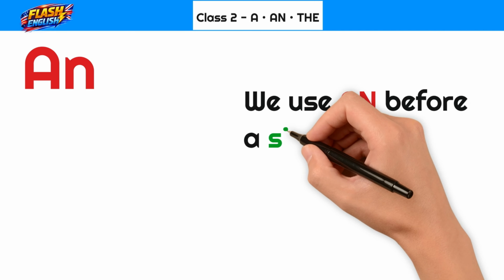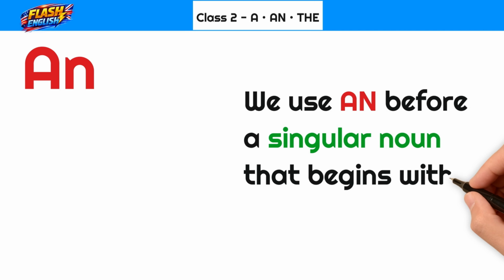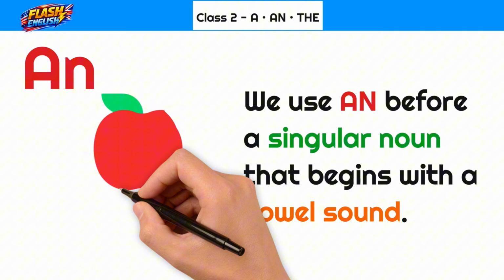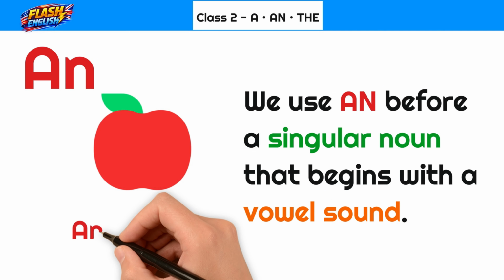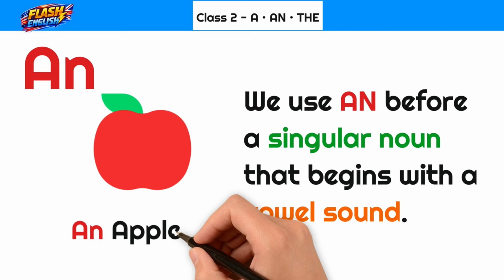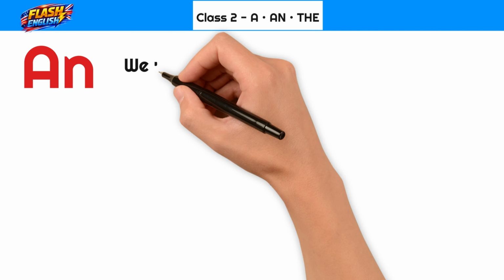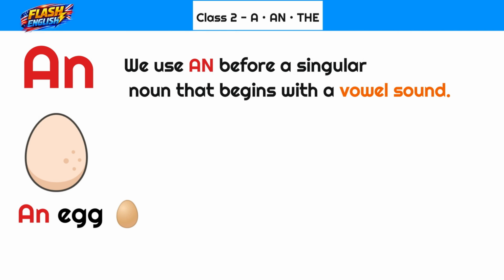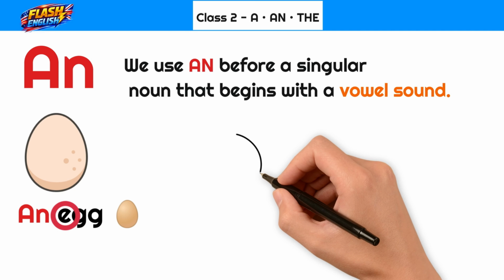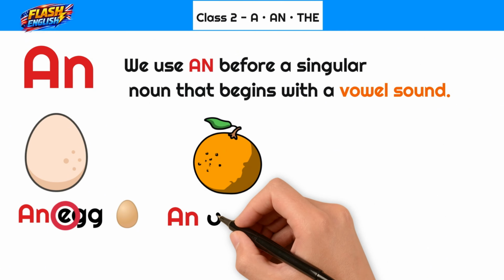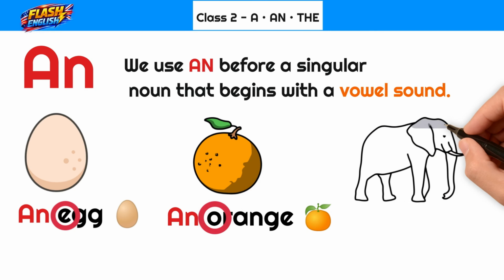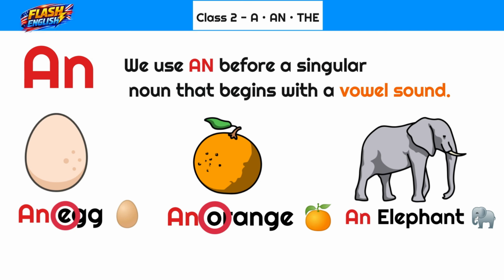We use an before a singular noun that begins with a vowel sound. For example, an apple. Not a apple, an apple. Let's look at more examples. An egg. An orange. An elephant. Egg, orange, elephant. They all use an.